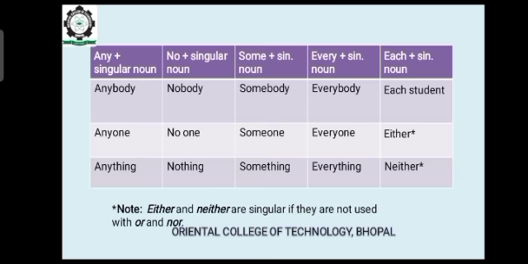Any plus singular noun, no plus singular noun, some plus singular noun, every plus singular noun, each plus singular noun. Anybody, nobody, somebody, everybody, each student. Anyone, no one, someone, everyone, either. Anything, nothing, something, everything, neither. You can see that either and neither are starred. That is because either and neither are singular if they are not used with or and nor.